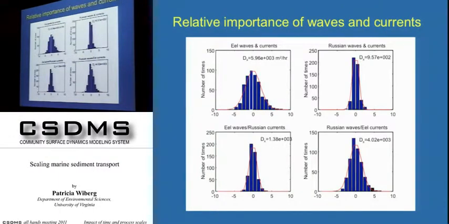Well, so how does that compare with the diffusivities? So what I did was I took the values or the runs that I had already done for the Eel shelf and the Russian River shelf. These are at 90 meters. And I swapped the currents. So I have the waves on the Eel shelf with the Russian River currents and the waves on the Russian River with the Eel River currents. And what I find is that if I do that, the diffusivities are reduced, actually in both cases, by about a factor of 4. So there's a total of about a factor of 6 difference in the diffusivities.